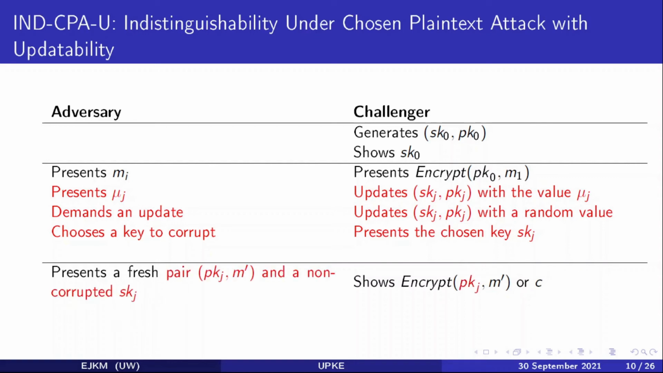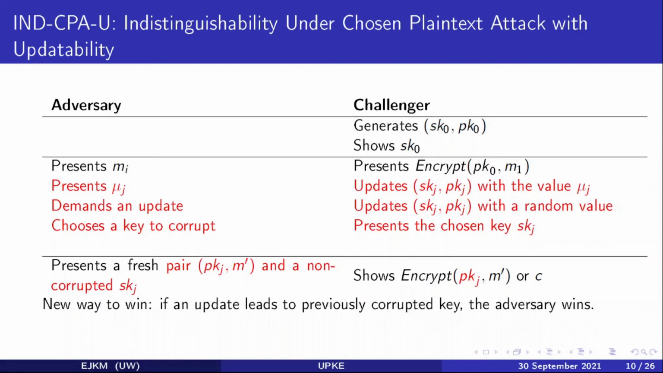However, this time they must present a fresh pair of one public key and one message that has not been encrypted with that public key yet, for any non-corrupted secret key associated with that public key, and the challenger must either encrypt the message with that public key or just give a random text. As always, the adversary wins if they can guess the final choice of the challenger.